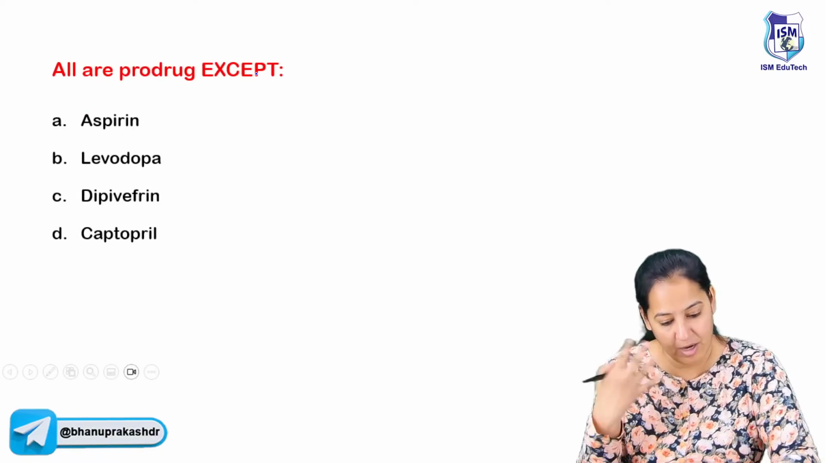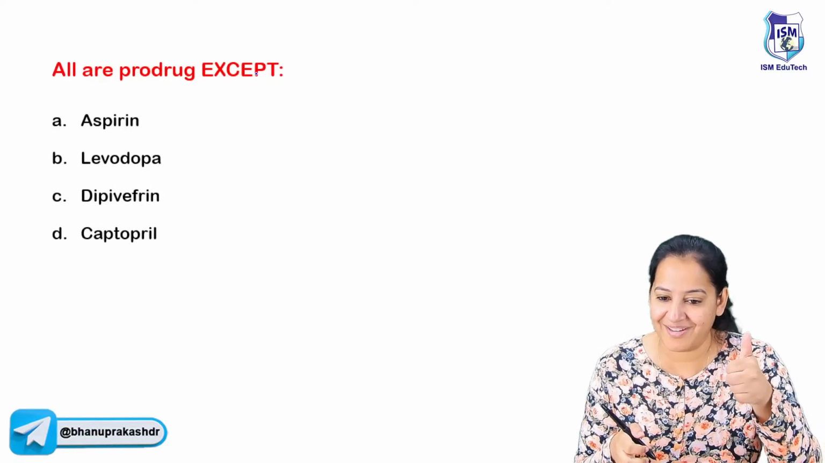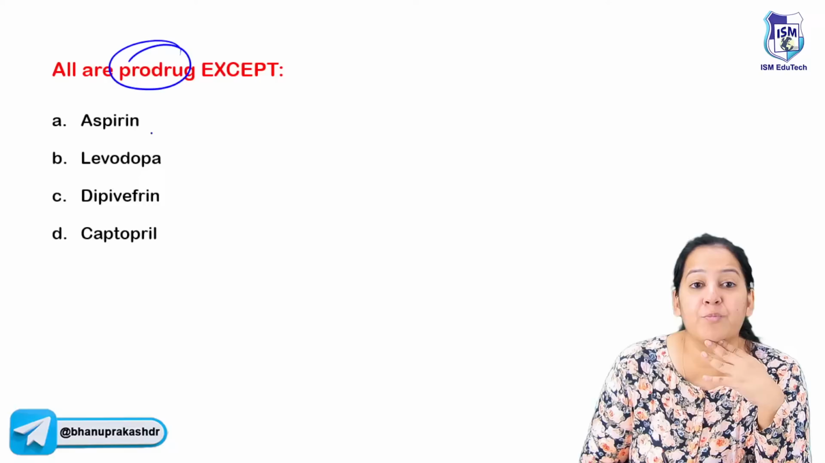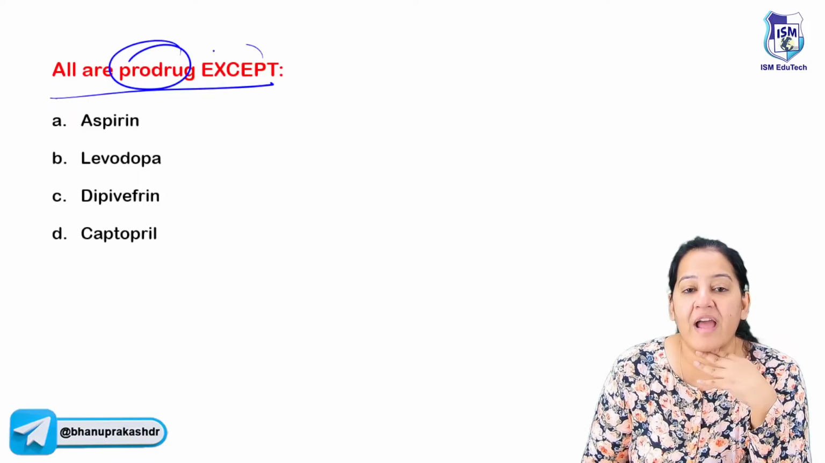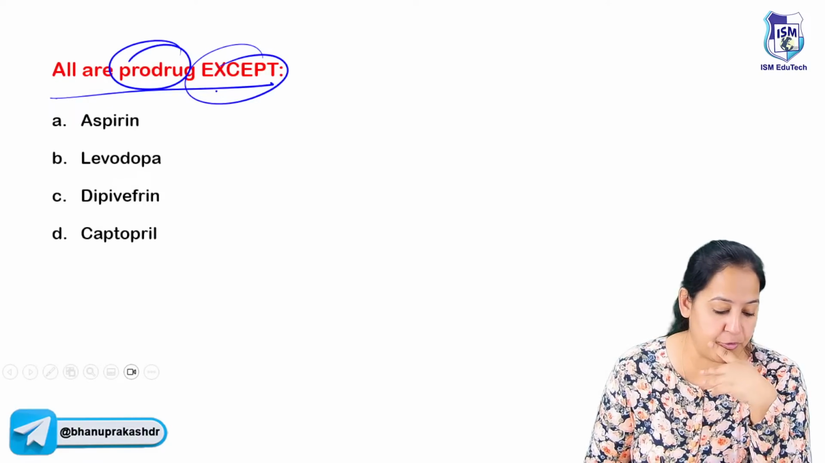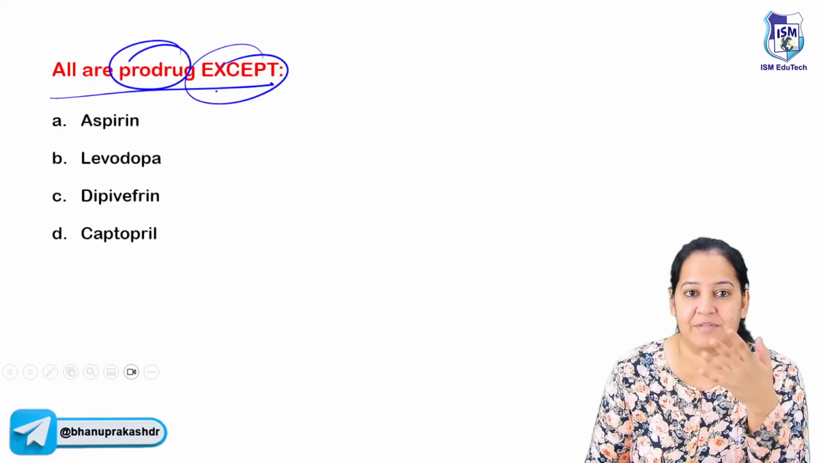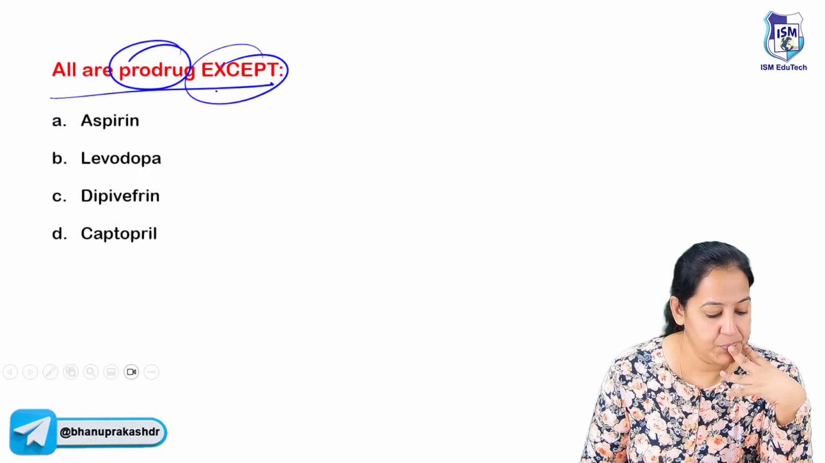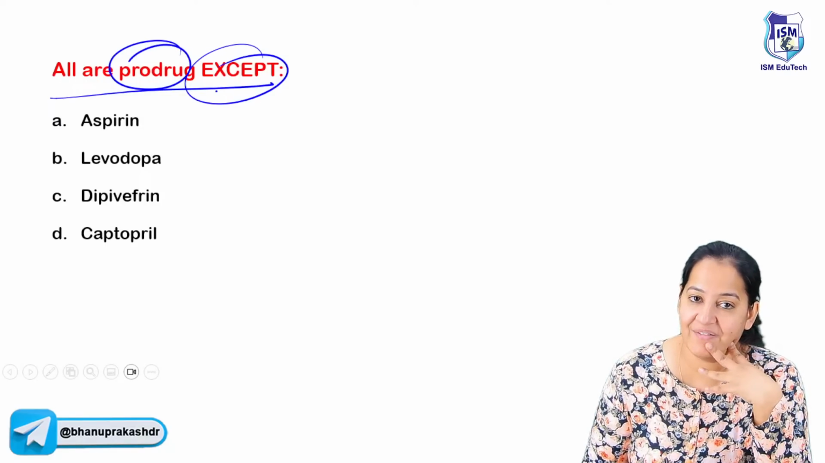So there are many questions. Coming to the next concept quickly, give me a thumbs up. You got this concept. The next concept is prodrug. All of the following are prodrugs except, which of the following is not a prodrug? I'm asking you except. So first you give an attempt, then I will tell you the correct answer.